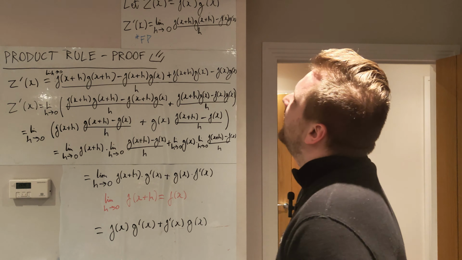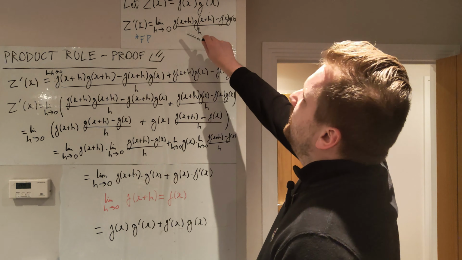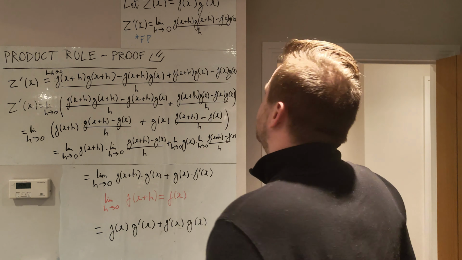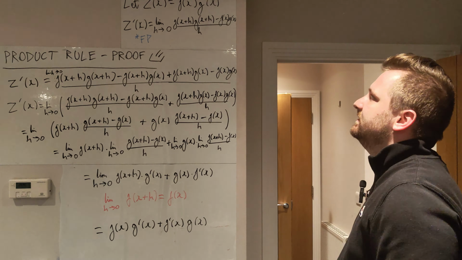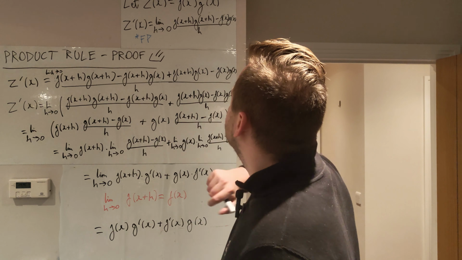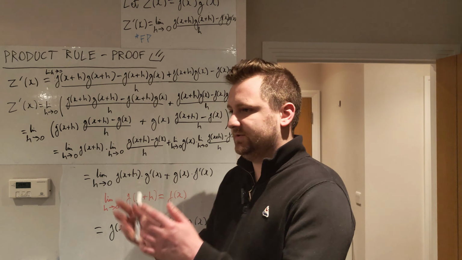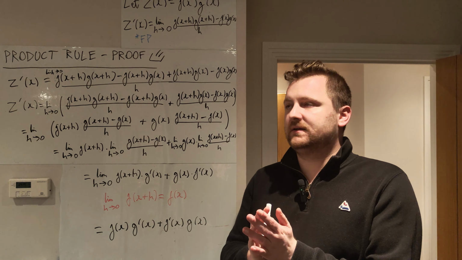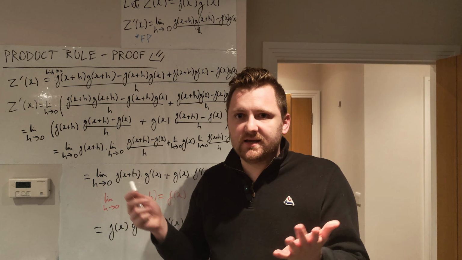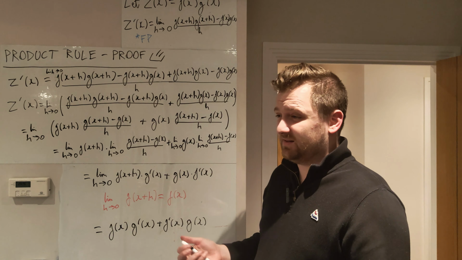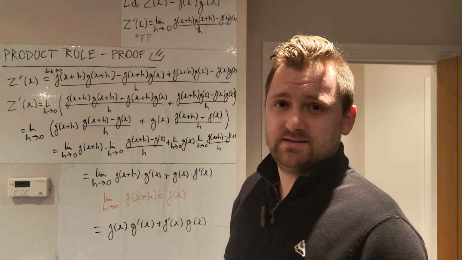Then from there, when we get our z dash of x, it's going to be equal to f of x plus h times g of x plus h minus f of x times g of x, all over h. So all we've done is define a function and sub it into first principles. That's probably about the hardest thing we have to do. The rest of it's quite easy.